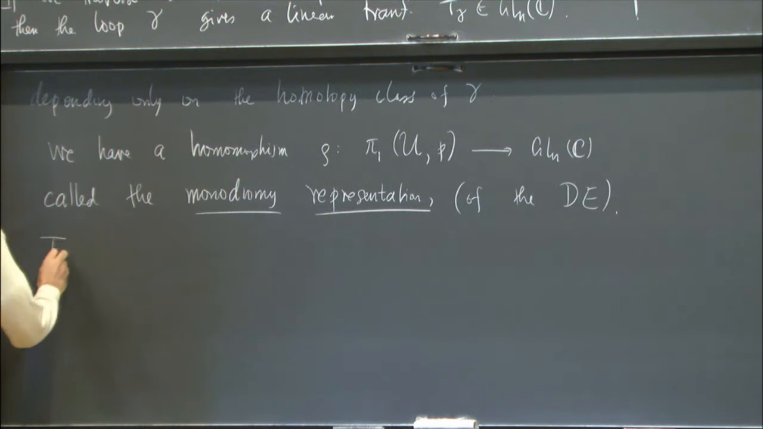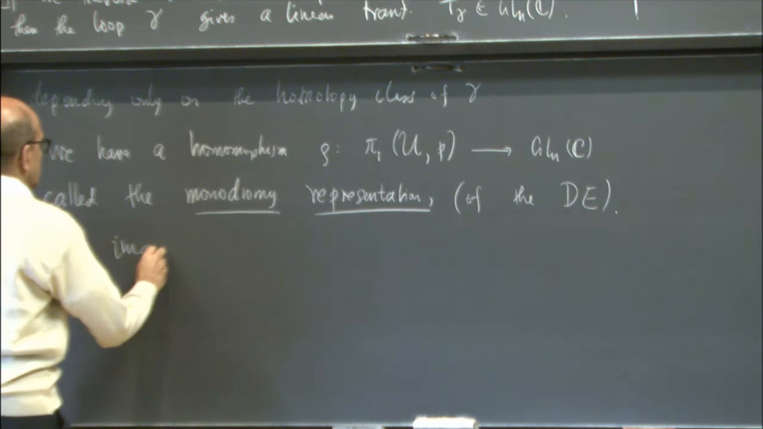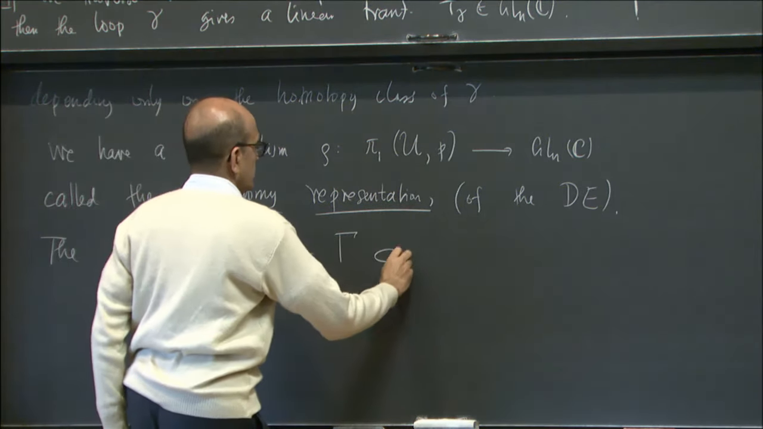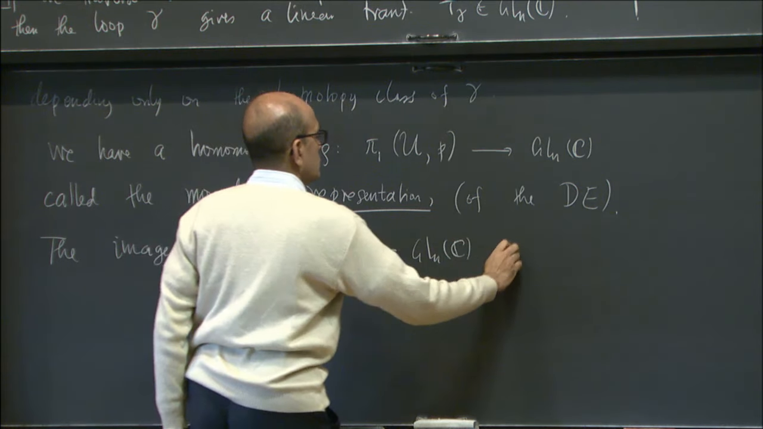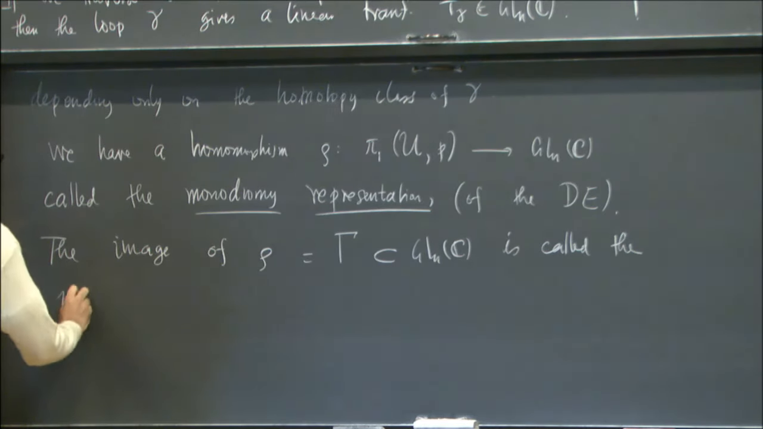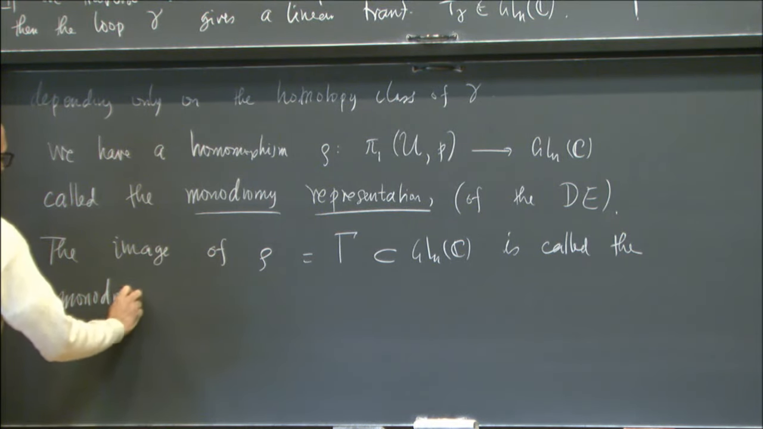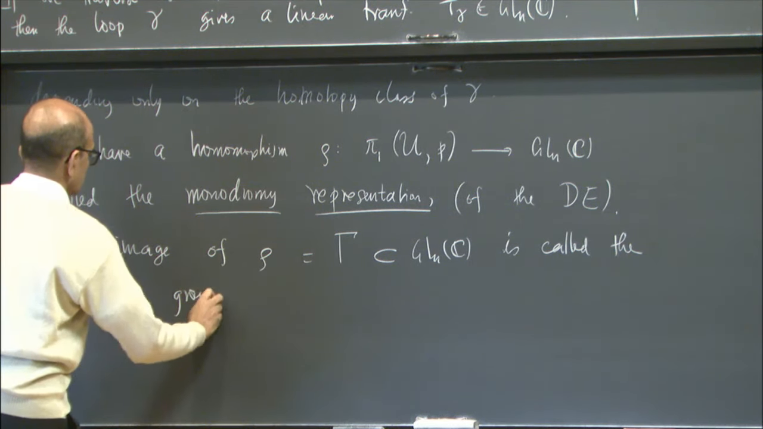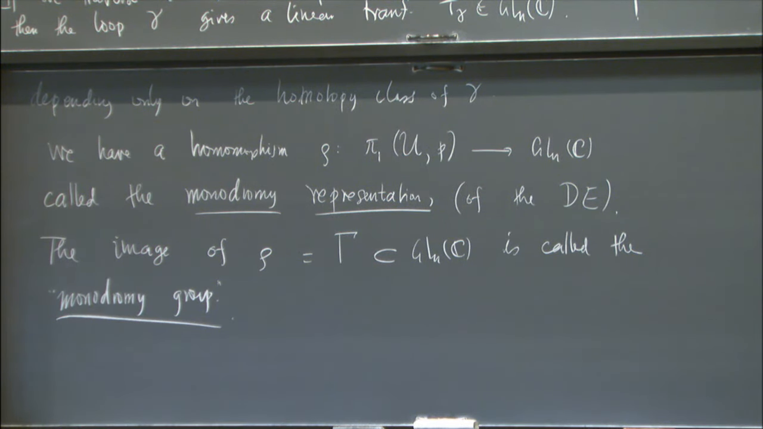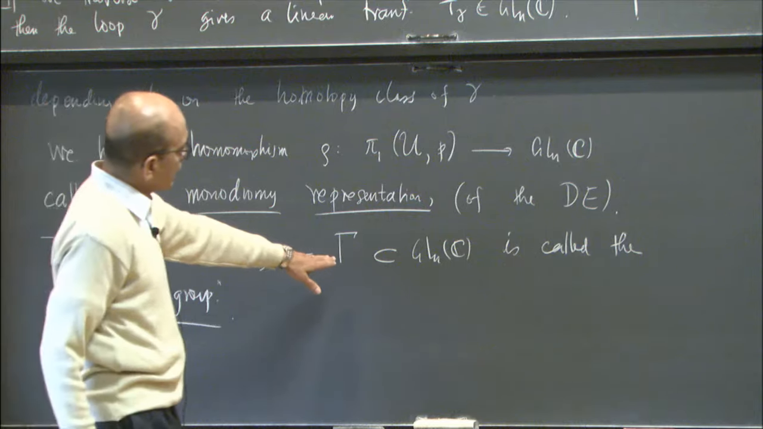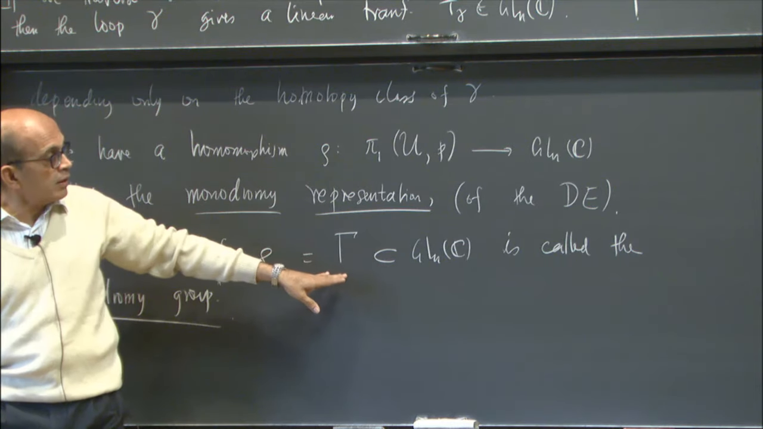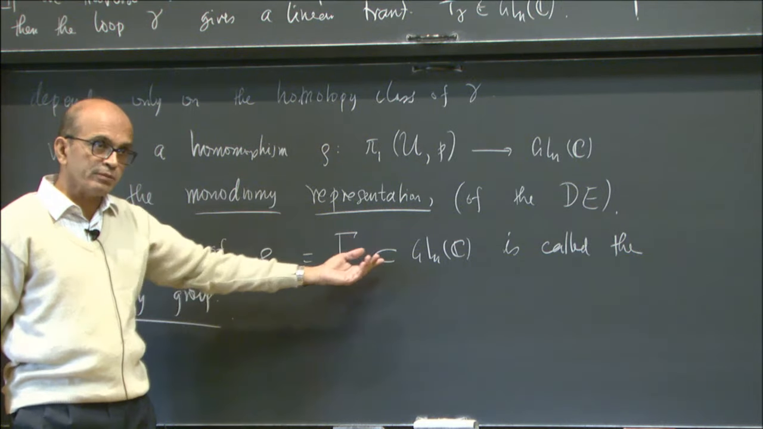So the image of rho, which we will denote Gamma in, say, GL_n(C), is called the monodromy group. So this is what we want to understand. You start with a differential equation like this, you get a subgroup of GL_n(C), and under what conditions can you say that you have an arithmetic group here?